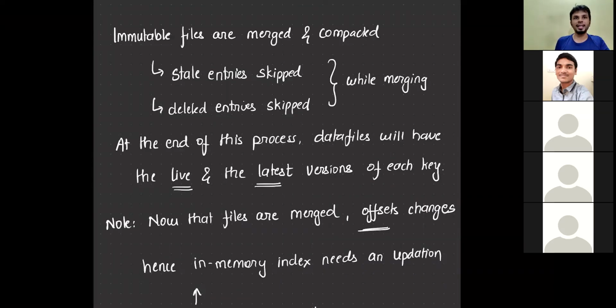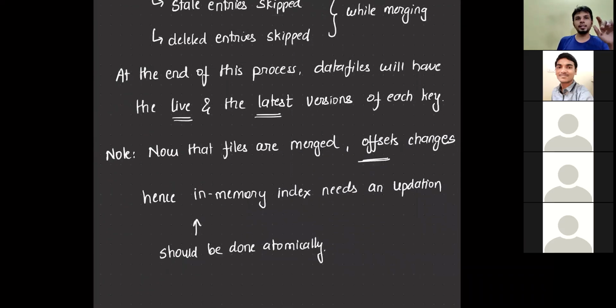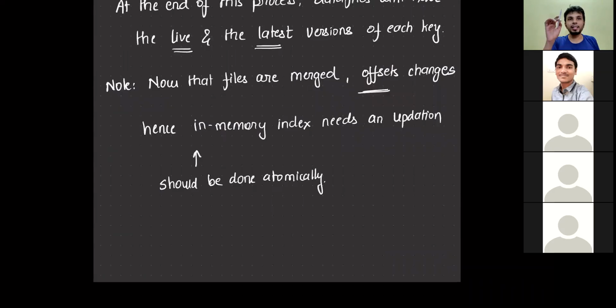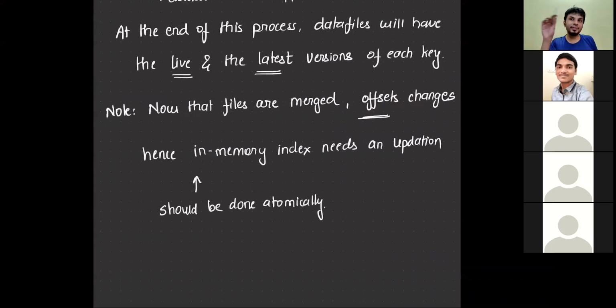You'd have stale entries which are skipped and deleted entries which are skipped, right? Stale entries are ones that would never be served: A was updated 100 times, so the first 99 entries won't be written, only the 100th entry would be written, while the other entries are deleted. At the end of this process, the data files will have the live and the latest version of each key. And when the files are merged, the offsets will change, so your in-memory index also needs to be updated. All of this needs to be done atomically for each key.